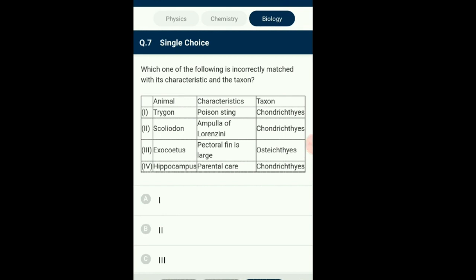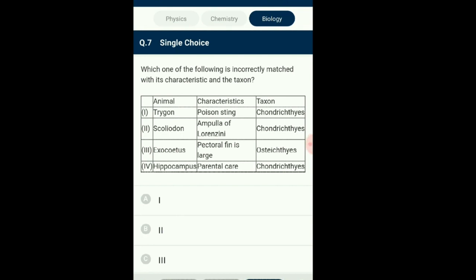Trigon and Scoliodon both belong to the class Chondrichthyes of superclass Pisces, subphylum Vertebrata of the phylum Chordata, which possesses a cartilaginous endoskeleton. Notochord is present throughout life in Chondrichthyes, and they possess a ventrally placed mouth. Skin contains minute placoid scales. Trigon possesses a poisonous sting and is commonly known as stingray.